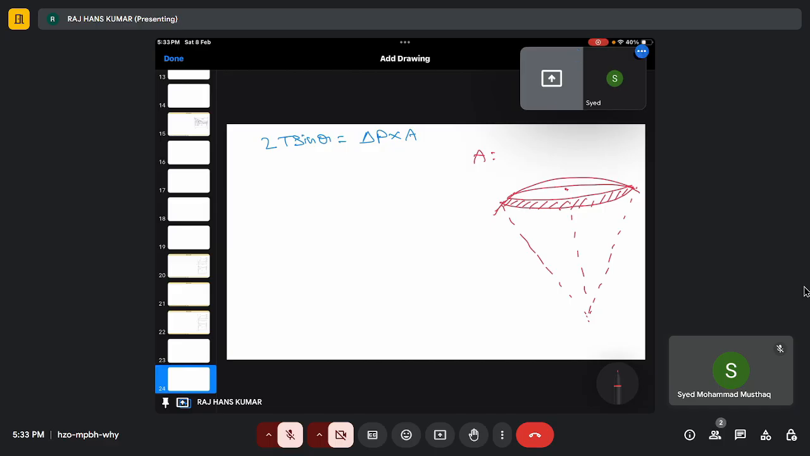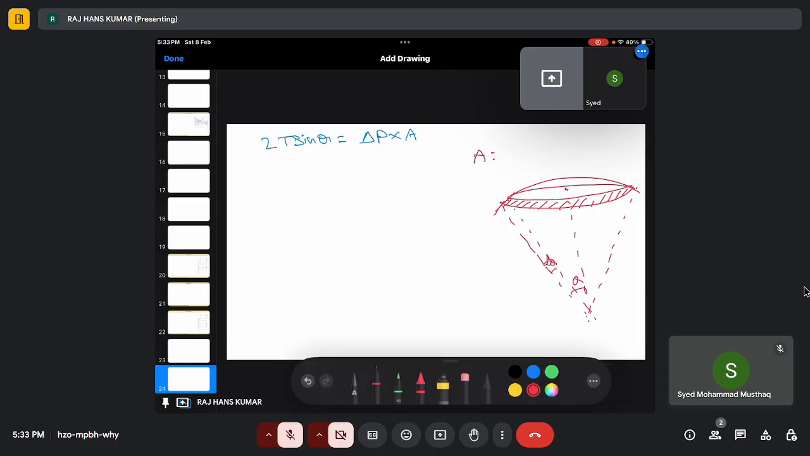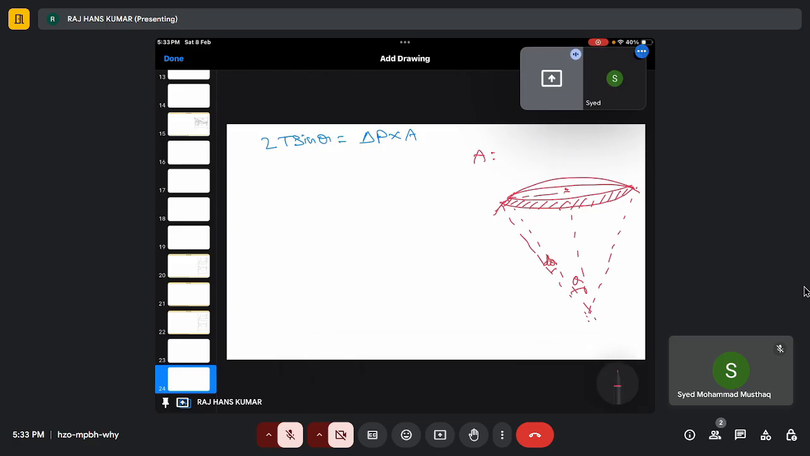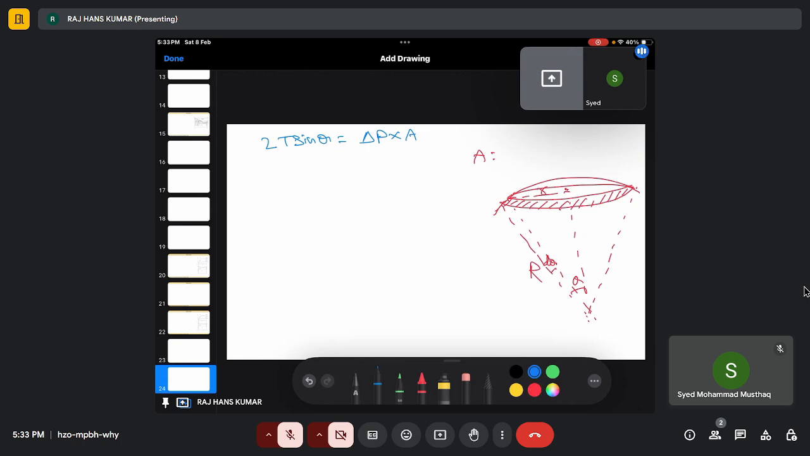If this is my theta, and this is my d theta, and this is my small r. Only that strip radius. Now this is my radius. Now this capital R is my capital R. Now, how do we derive that? Now, what is this area?